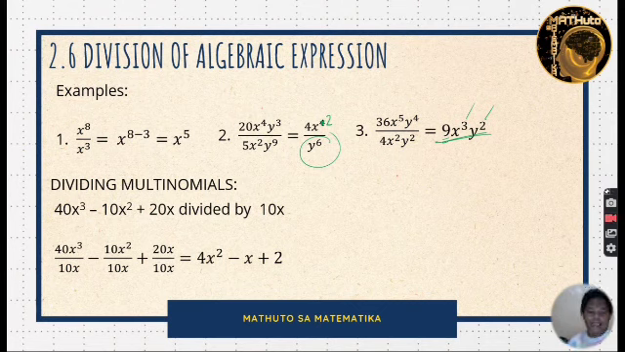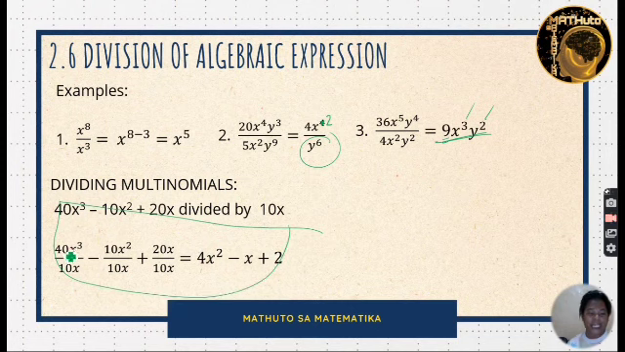Dividing multinomials. So, 4x cubed minus 10x squared plus 20x divided by 10x. So, lahat po ng terms will be divided by 10x. So, ganito na po ang nangyari. 40 divided by 10 is 4. X cubed divided by x. So, 3 minus 1 is 2. Minus. So, huwag niyong kakalimutan yung ating minus at plus sign. 10 divided by 10 is 1. X squared, or the exponent of x is 2.